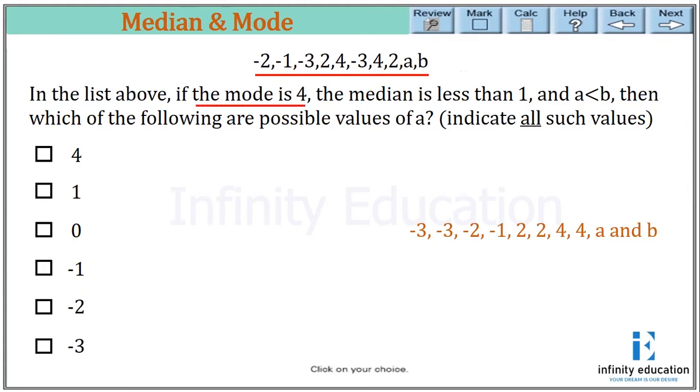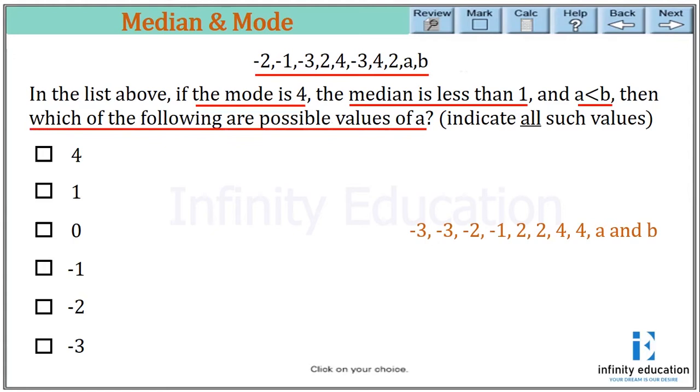So here in the question, the mode is 4 and median is less than 1 and A lesser than B. So all this information I have to keep in mind while doing the sum. Now the question is, which of the following are possible values of A?